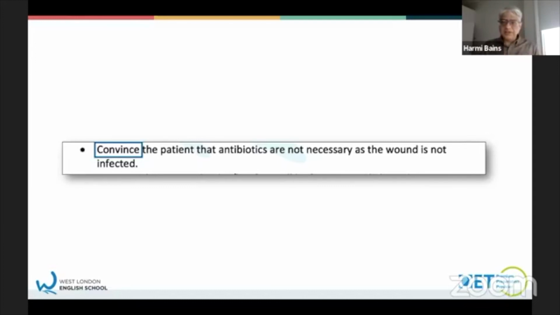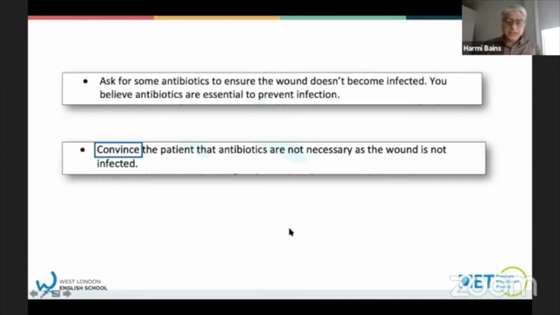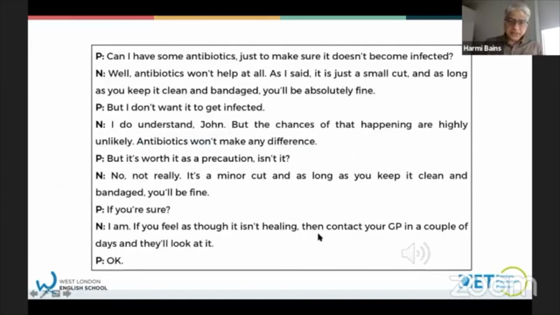So you know in advance here, during the 3 minutes, as you're underlining those verbs, you know it's something to think about. Okay, I might have to spend a little bit longer on this task here because the patient isn't just going to say yes. So you're going to have to convince the patient. This is the patient's card. It says, ask for some antibiotics to ensure the wound doesn't become infected. You believe antibiotics are essential to prevent infection. Of course, you don't see that, but you can see how the task has been written so you can create a dialogue. Okay, let's have a listen then to the sample answer.